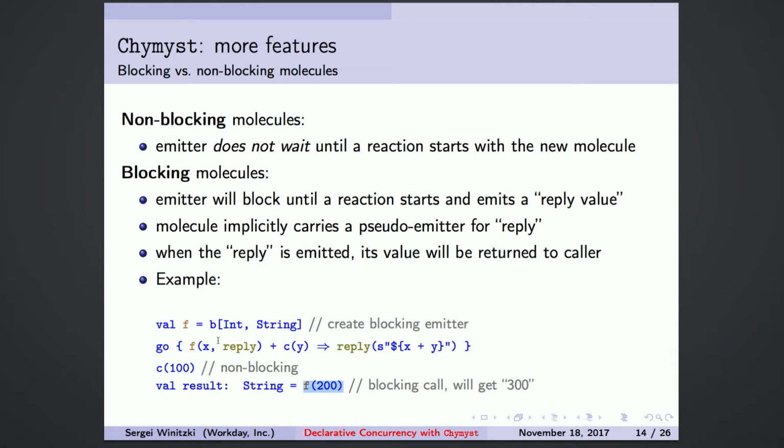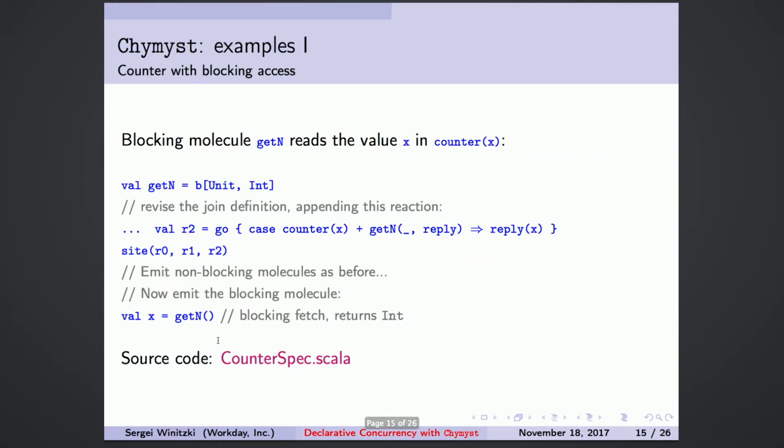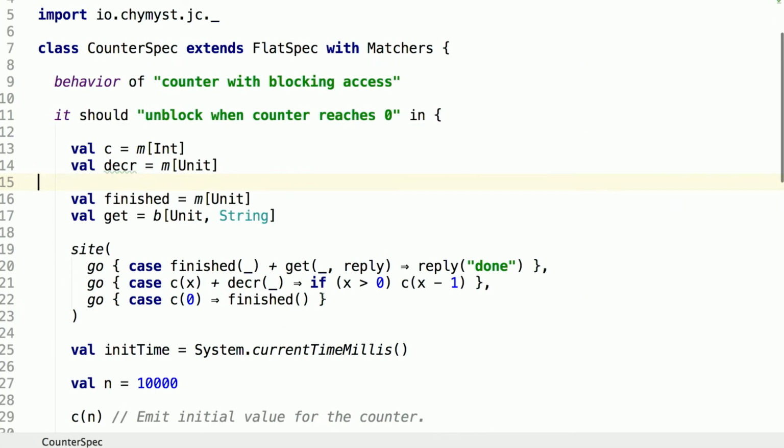So this feature allows you to block and wait until something happens, which is useful in tests, perhaps, not very useful in actual code, because you'd like everything to be non-blocking as much as possible. So the first example code that I can show now is that you count many, let's say, increments or decrements until you reach a certain counter value, and then you emit a reply to some blocking molecule, and so you can kind of execute a test waiting until something is done. So let me show you the code for this.